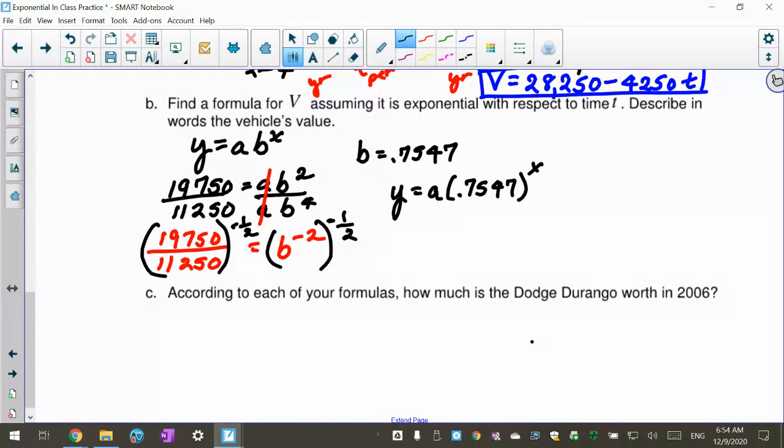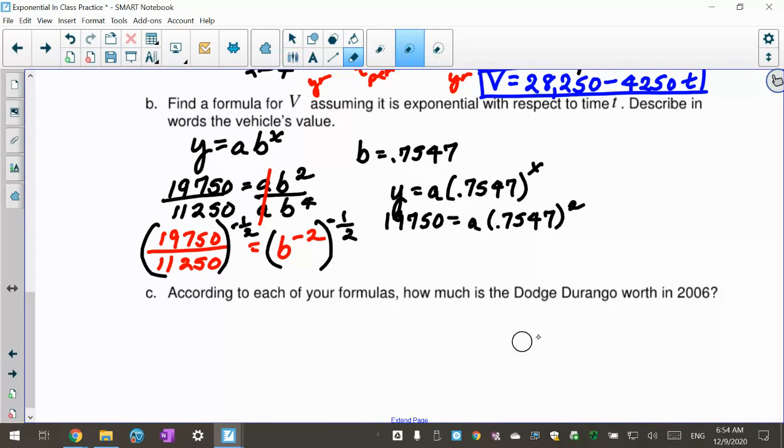Now I plugged in a point and I picked the 2, 19,750. You can pick whatever you want, but that's the one I picked. Equals a times 0.7547 squared. It's hooked to the a by multiplication, so I'm going to divide both sides by that. So when I do this, I got a to be 34,675. I didn't do cents. I just rounded it to dollars.